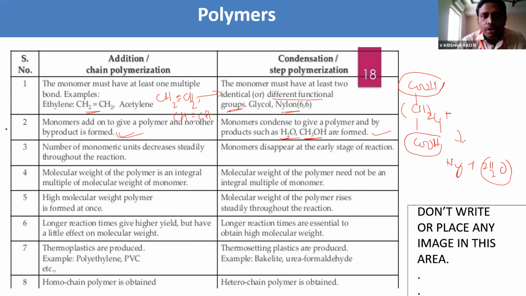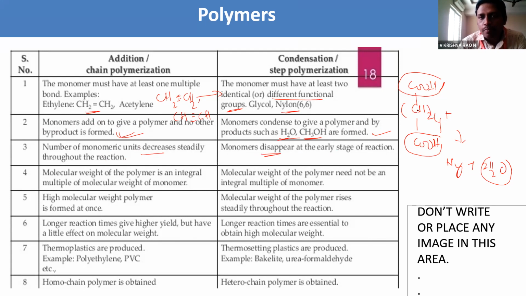Now coming to addition polymerization, the number of monomeric units decreases steadily throughout the reaction as monomers go on adding. But in condensation polymerization, the monomers disappear at the early stages.